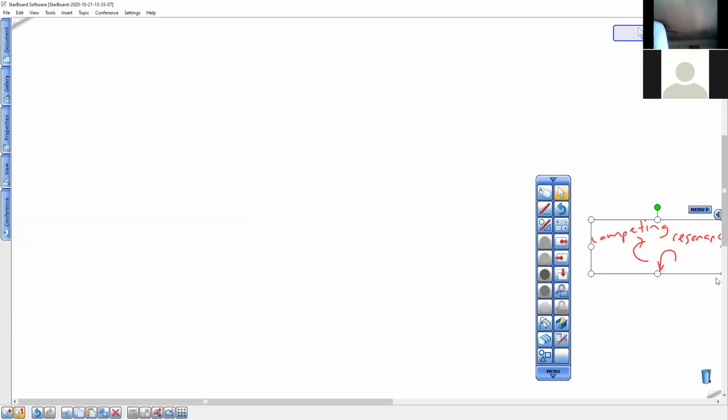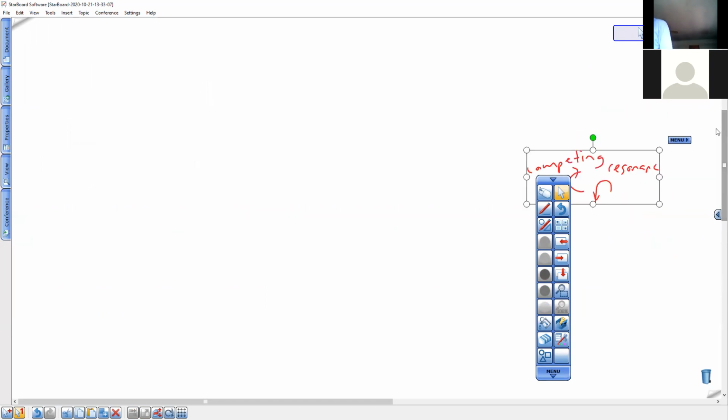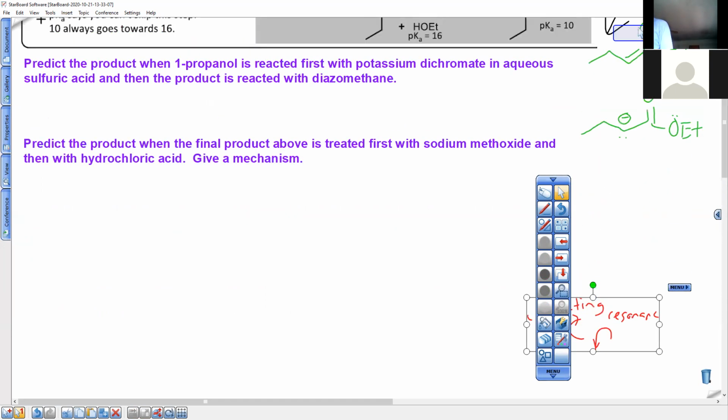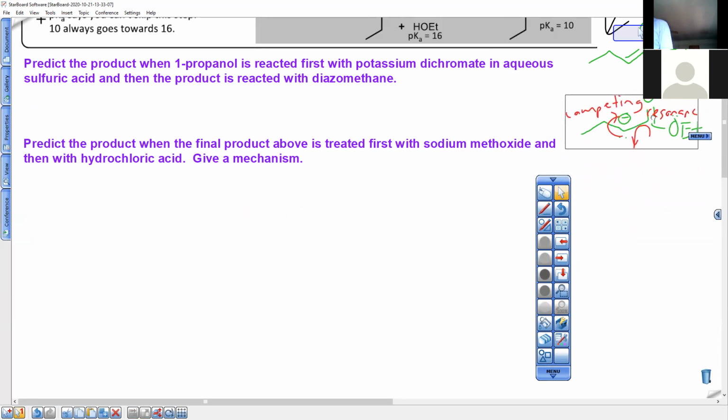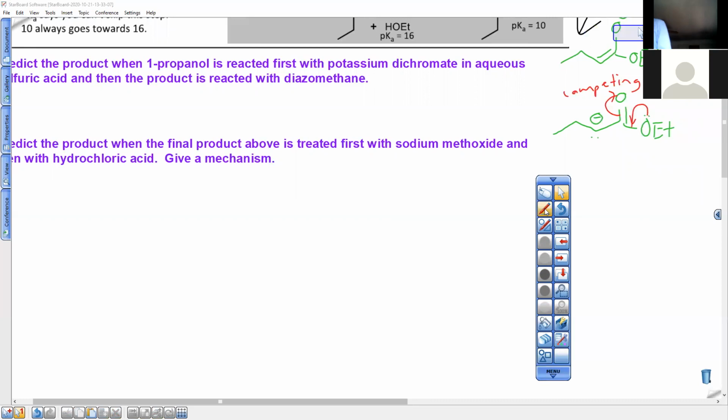My old Starboard used to do this too. Jump that down on the page for me because I hit a button. It's fun. Where were we here? There, we were here, weren't we? Competing resonance. It's not a good thing.